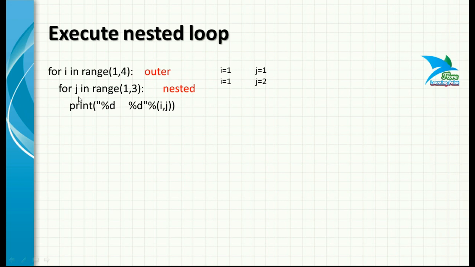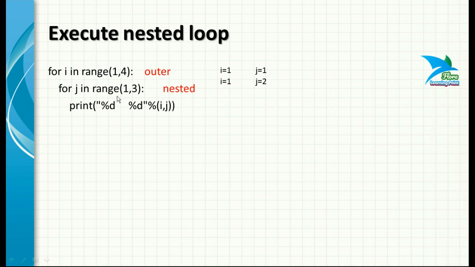Then after the increment of j, the value of j will be 3, and the condition is false according to this given range. The control will exit from this nested loop and move to the increment portion of the parent loop, that is the outer loop. Then I will be incremented by 1, so the present value of I will be 2. Then again the nested loop will receive the control, and it will start again from its initial value, that is 1. Again 1 will be assigned to j.